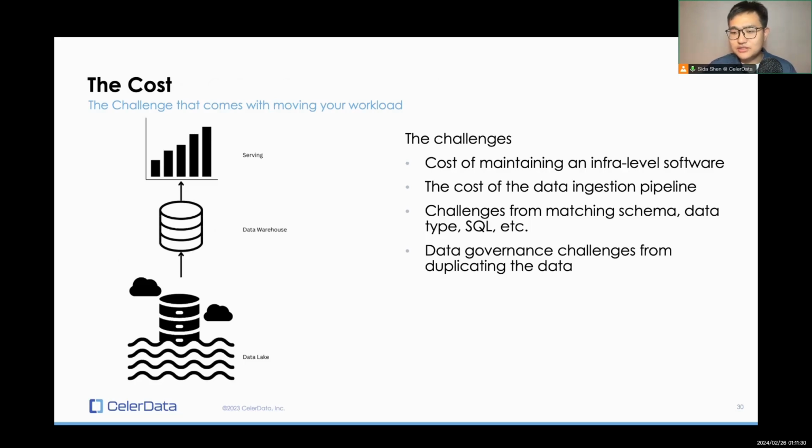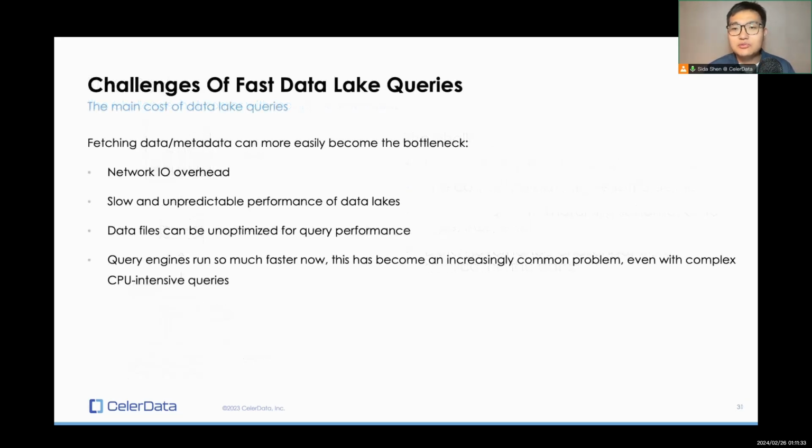So what is the reason? Why is optimizing data lake query different? What are the specific challenges of fast data lake queries? The main cost of optimizing data lake query is the process of fetching data and metadata from your external data lake storage. The most obvious one is the network overhead that comes with it: scanning the data lake, fetching the data out of the data lake and sending it back to the query layer. That's a very expensive and time-consuming process.